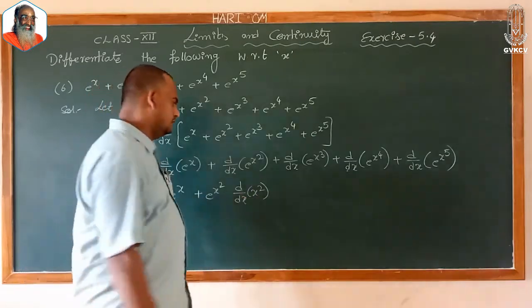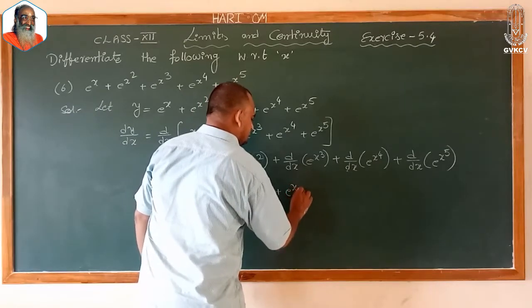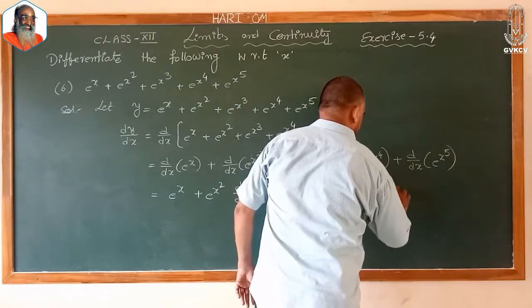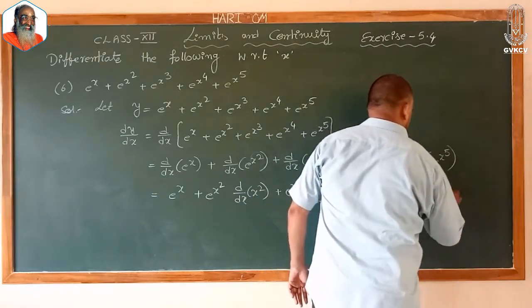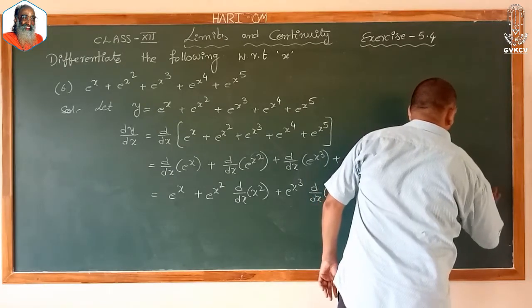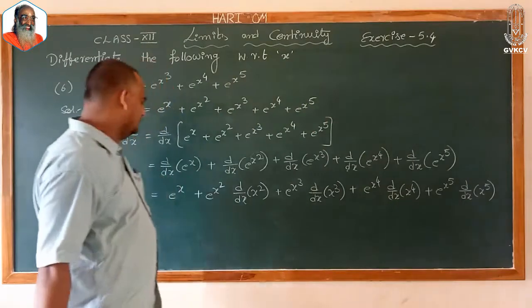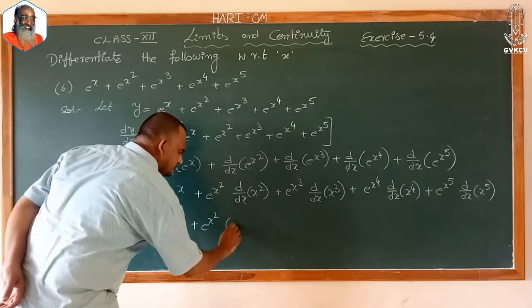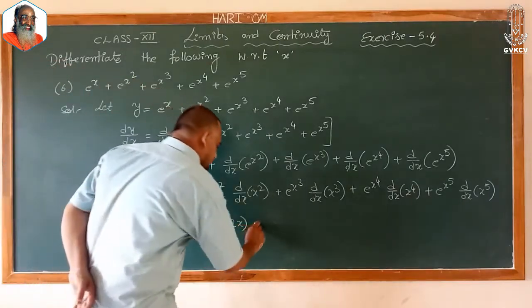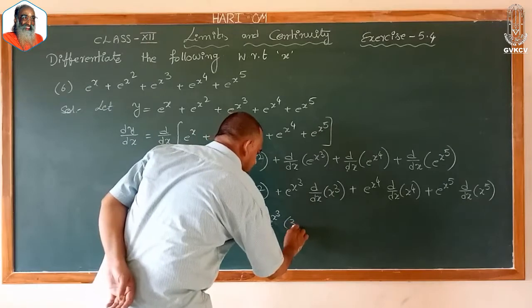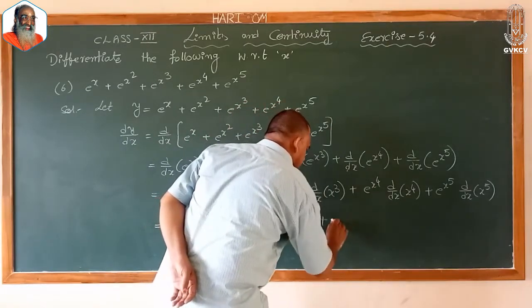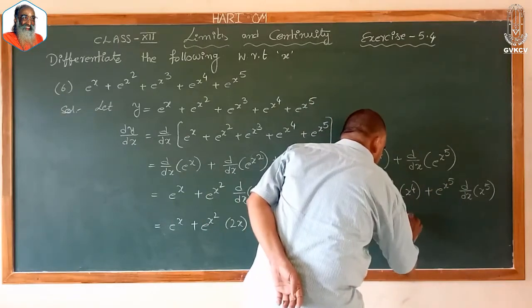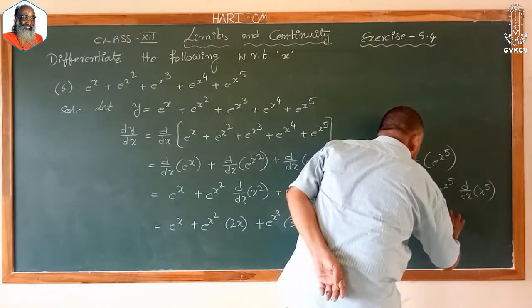So d by dx of x square plus, again here also, e power x cube d by dx of x cube, e power x to the power of 4 d by dx of x power 4, e power x to the power of 5 d by dx of x to the power of 5. Now let us come over here. Now e power x plus e power x square. Now differentiation of x square is nothing but what? 2x. Next, e power x cube, differentiation of x cube is nothing but 3x square. E power x to the power of 4, differentiation of x power 4 is nothing but 4x cube. E power x to the power of 5, differentiation of x to the power of 5 is nothing but 5 into x to the power of 4.